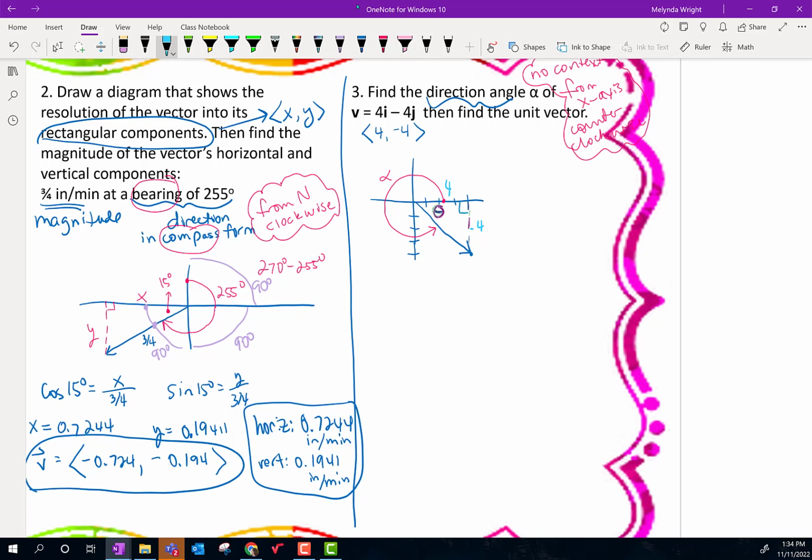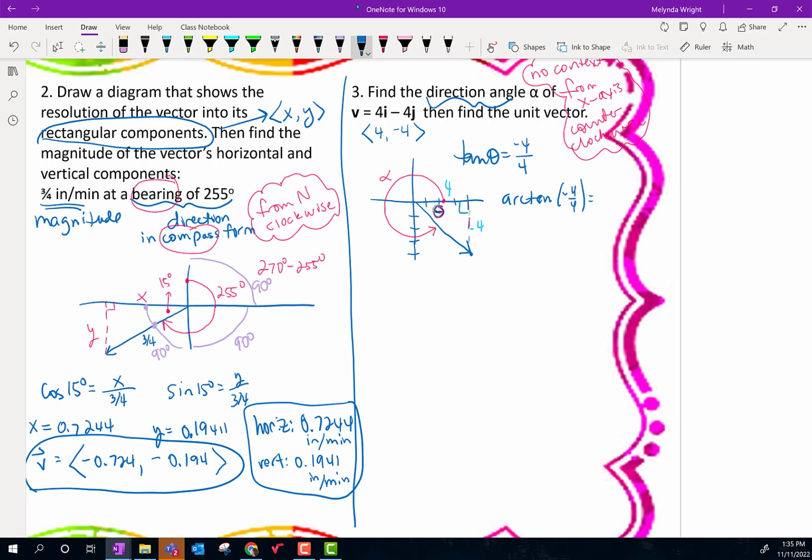So I want that angle measure, and I have opposite and adjacent. Which trig function could I use to find that angle theta? Tangent. I want to use tangent. So you see how a lot of these lessons pull from your previous knowledge? So we're going to do tangent of theta equals opposite, which is -4, over adjacent, which is 4. Our calculator is going to do this for us. We will have a calculator for this lesson. So what we're looking at is arctangent of -4 over 4.